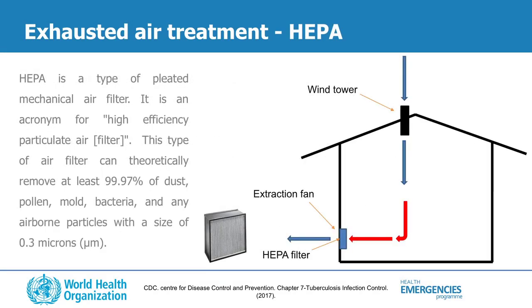A HEPA filter is a type of pleated mechanical air filter. It is an acronym for high-efficiency particulate air filter. This type of air filter can theoretically remove at least 99.97% of dust, pollen, mold, bacteria, and any airborne particle with a size of 0.3 micron.